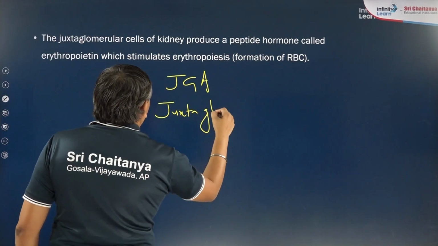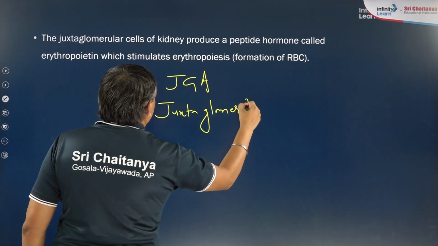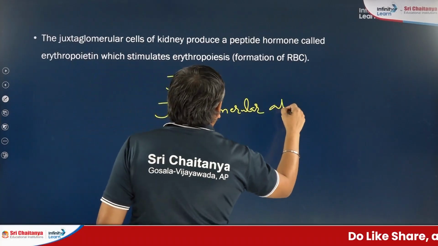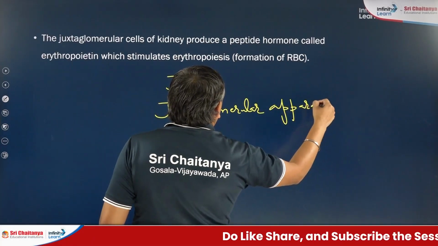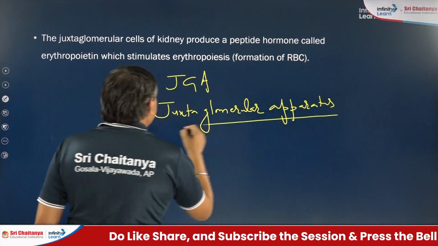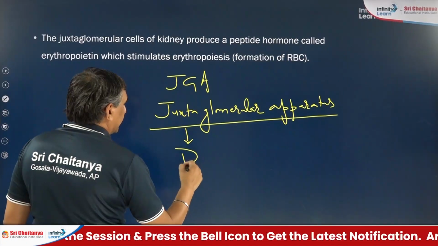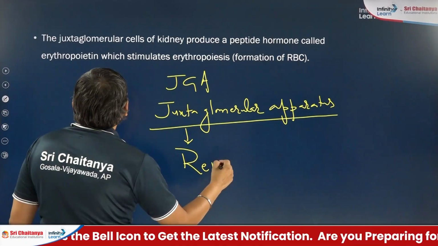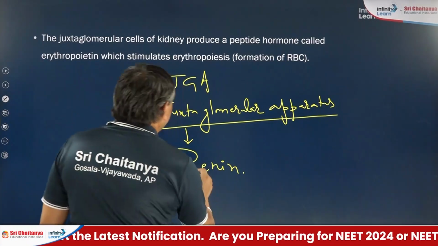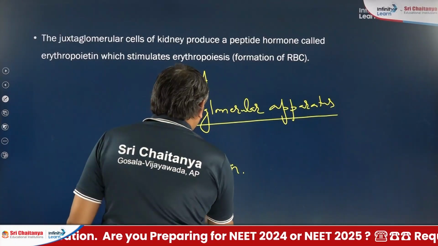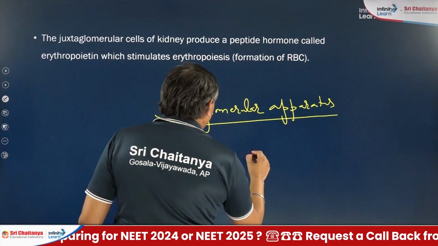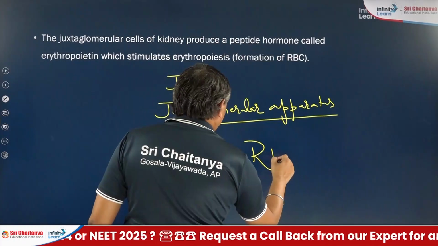JGA, the juxtaglomerular apparatus. This JGA secretes one hormone known as renin, R-E-N-I-N. Here there is another hormone known as the REF.